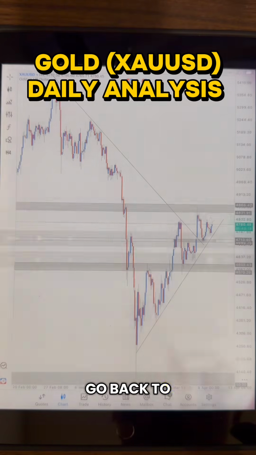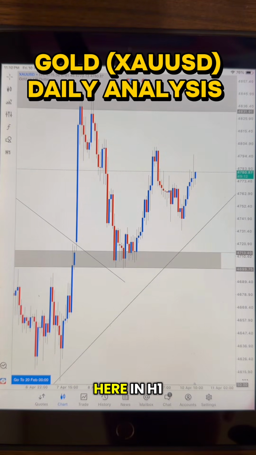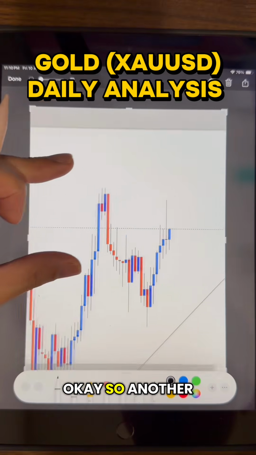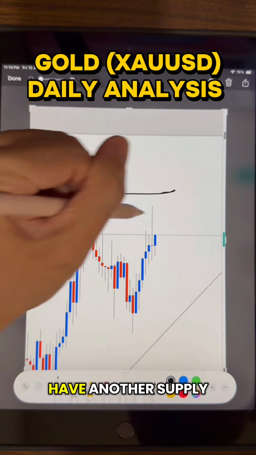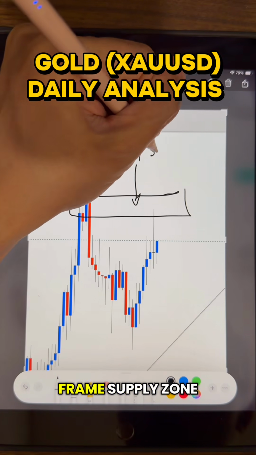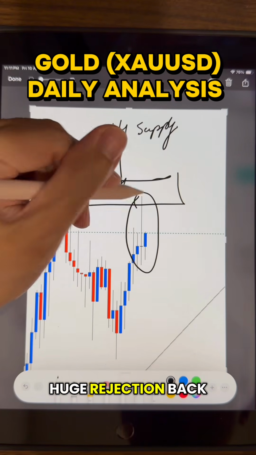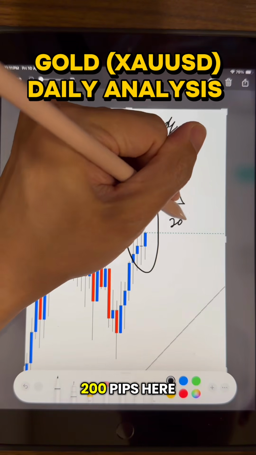So if we go back to the H4 time frame, then we look at the H1 time frame. What do we have over here in H1 time frame? Okay, this one, H1 time frame, has another supply zone as well. This is the H1 time frame supply zone here. The moment you enter here, there is a huge rejection back down, almost 200 pips here.